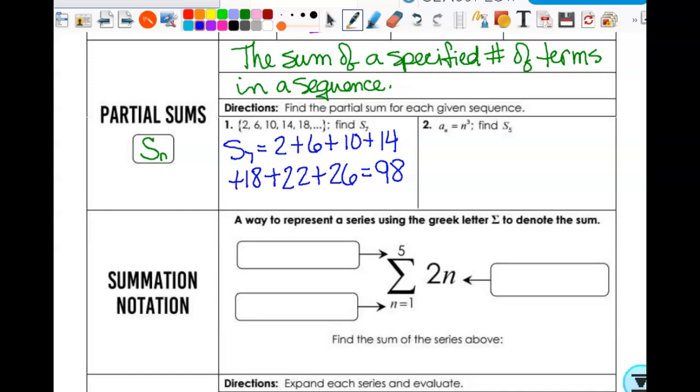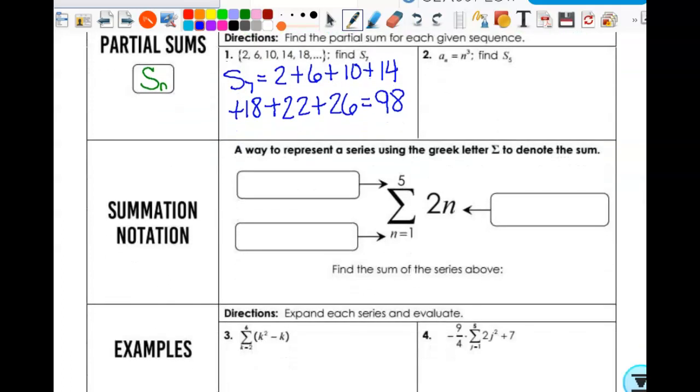Alrighty, so then let's look at number 2. I want S sub 5. And this time I've been given a rule. So the sum of those first 5 terms would be 1 cubed plus 2 cubed plus 3 cubed plus 4 cubed plus 5 cubed. Right? And again, I will just give you what it is because I'm quite sure you can push the buttons. We'll just save some time. You would get 225.